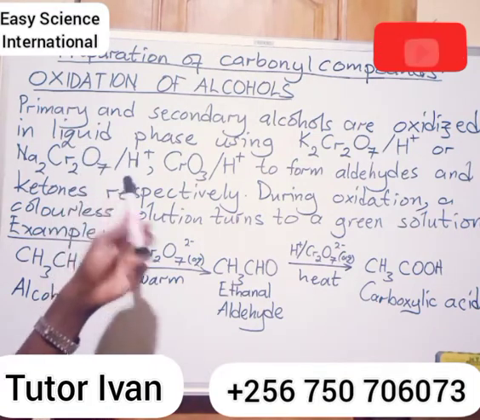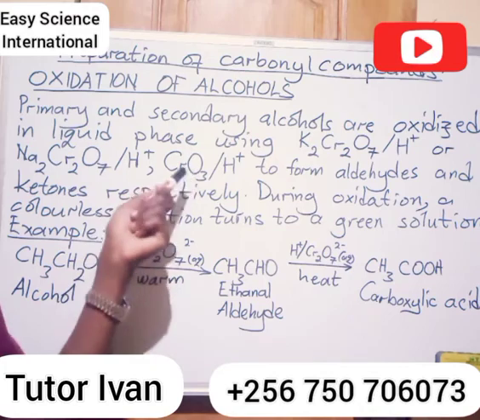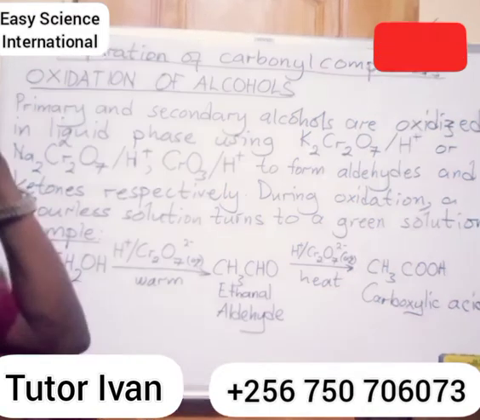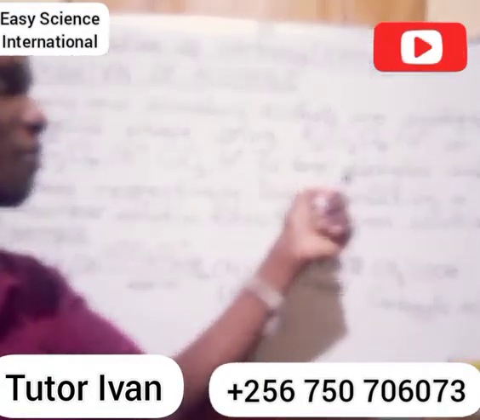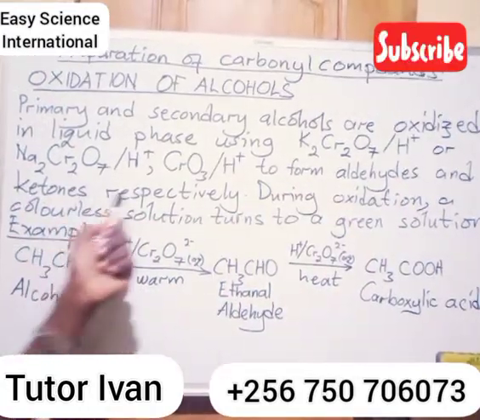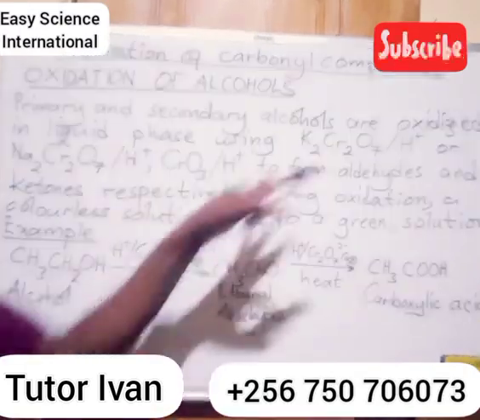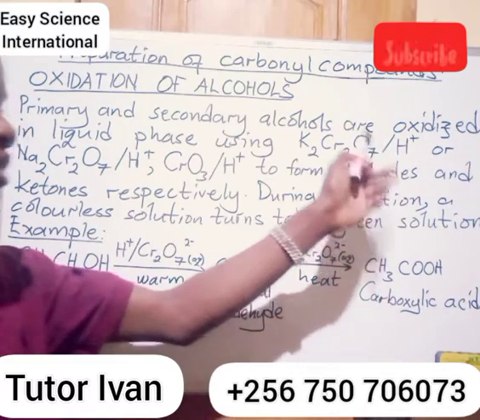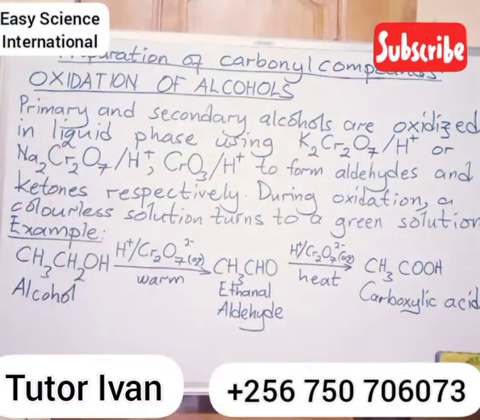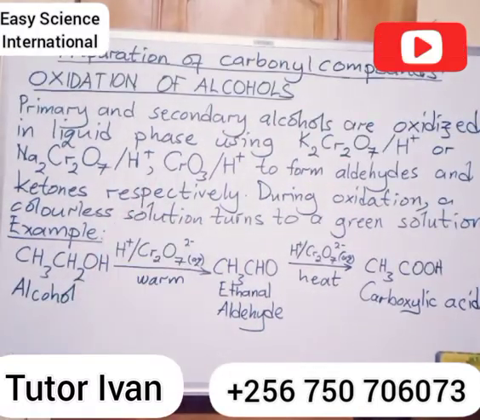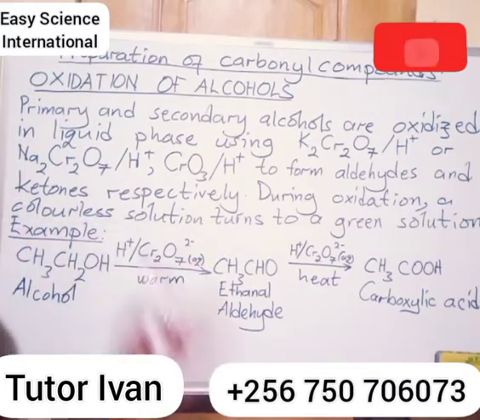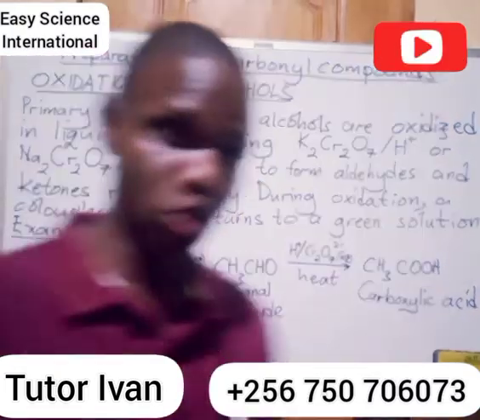Then we can also have CrO3, that is chromium trioxide, also which is acidified. Basically, we form the aldehydes and ketones respectively. That is, the aldehydes from the dichromate 7, acidified dichromate 7, that's either potassium or sodium, and then the ketones from CrO3 acidified. Now, during the oxidation process, basically the colorless solution turns to a green solution.